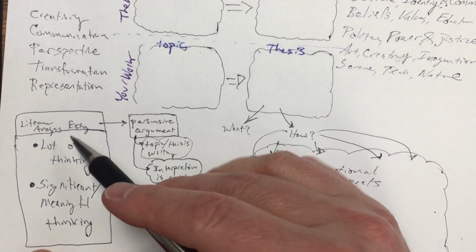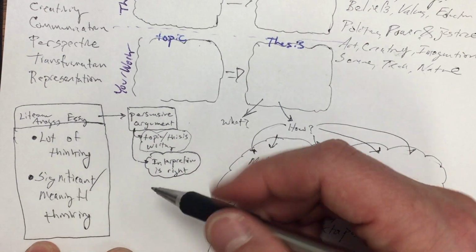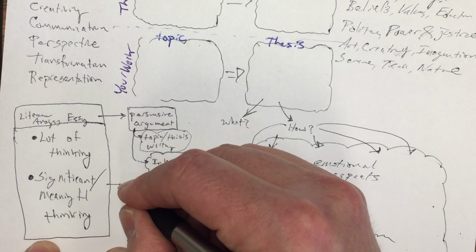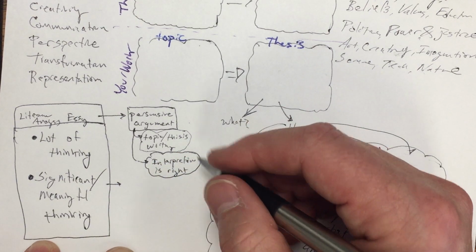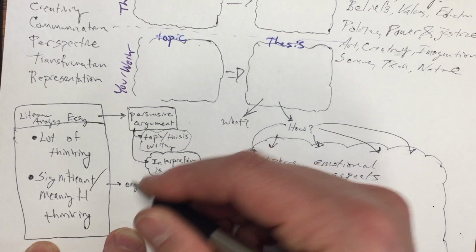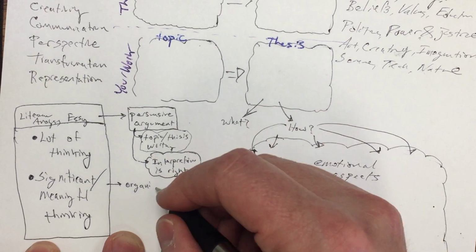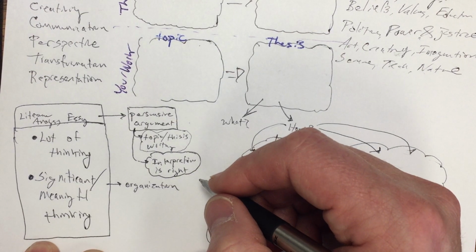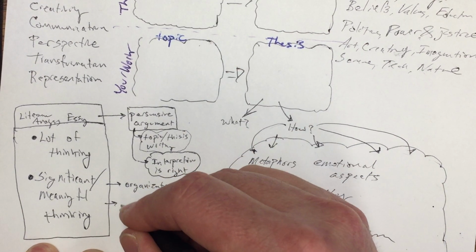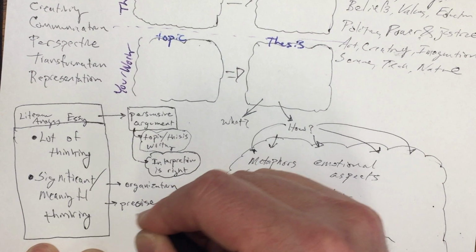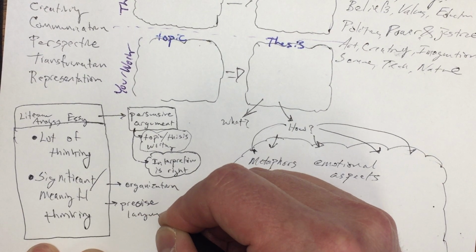Also, because you have a lot of thinking, and because it's significant, meaningful thinking, in this particular kind of writing you're going to have a high level of formality in organization, and bringing the reader through your ideas. Organization, because it's complicated. You're going to have to use precise language because it's complicated. Precise language. Yeah, did I spell that right? Yeah, of course I did.